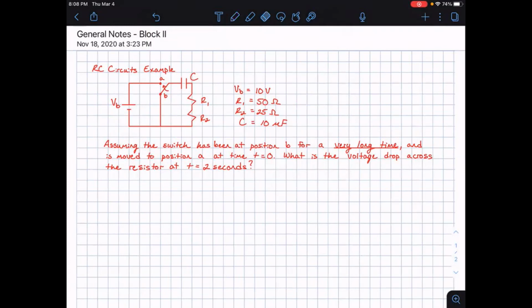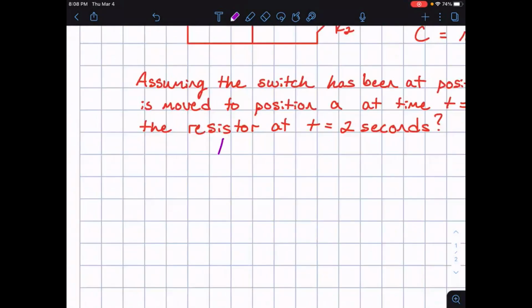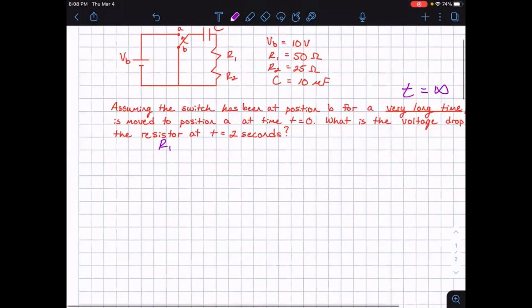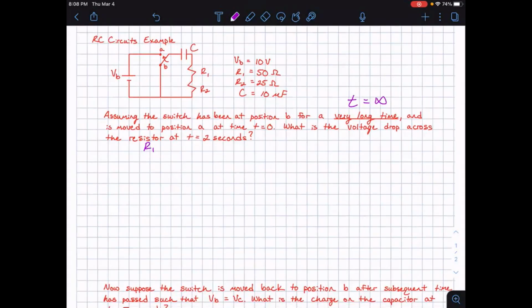But first question we want to know, basically, with this whole mess of words here, right? So assuming the switch has been in position B for a very, very long time, that's fancy physics talk for t equals infinity. And then it's moved to position A at time t equals 0. We want to know what the voltage drop across the resistor, which I should probably specify which resistor that is, we'll just say R1 for argument's sake, R1 at time equals 2 seconds, right?